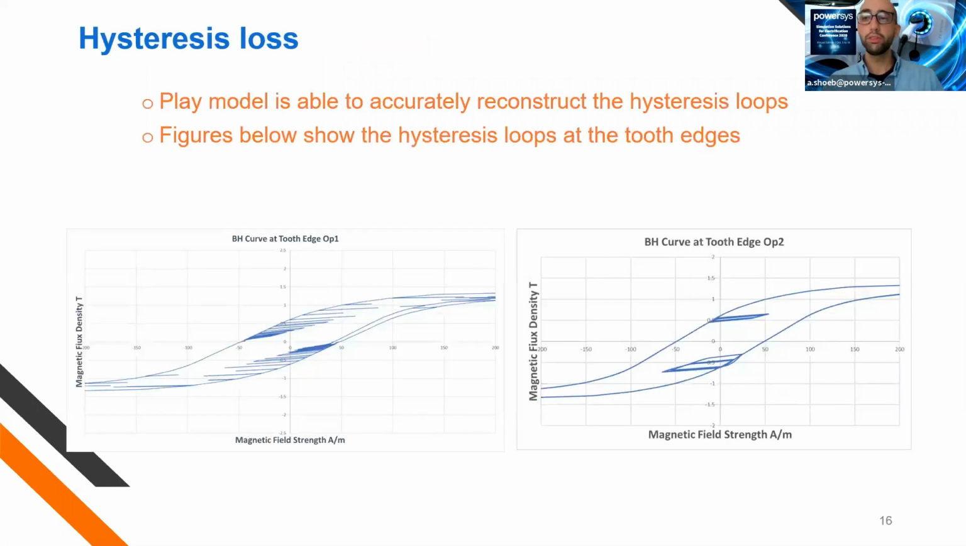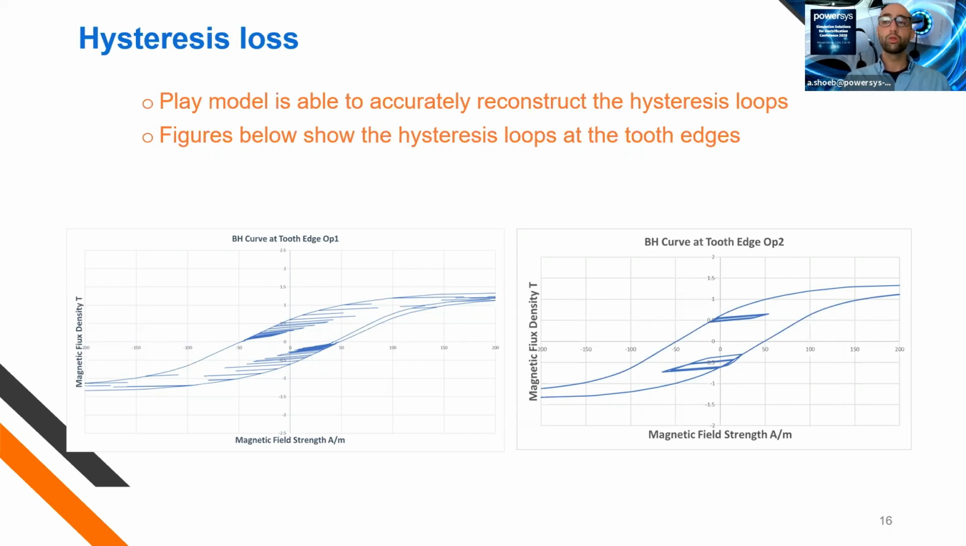So why does this happen? First, I consider hysteresis losses. The play model is able to accurately reconstruct hysteresis loops. The figures below show the hysteresis curves at the tooth edge on the 2 operating points. The one on the left is for operating point 1. The one on the right is for operating point 2.